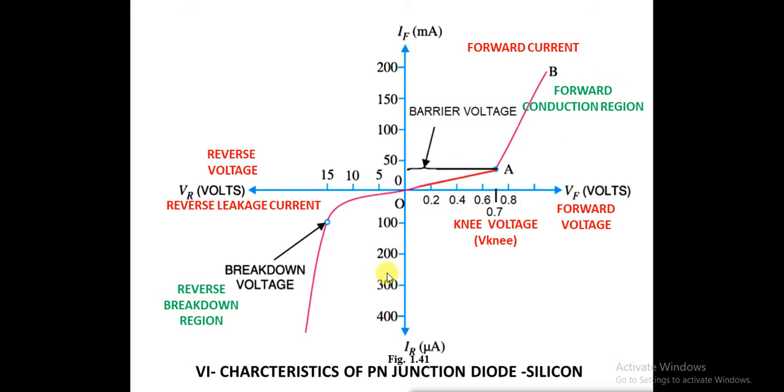In the reverse bias, reverse leakage current flows because of the minority carriers. Minority carriers are generated because of the breakage of the covalent bonds. And after the breakdown voltage, a large reverse current will flow, and this current is enough to damage the junction permanently, and the diode will burn down.